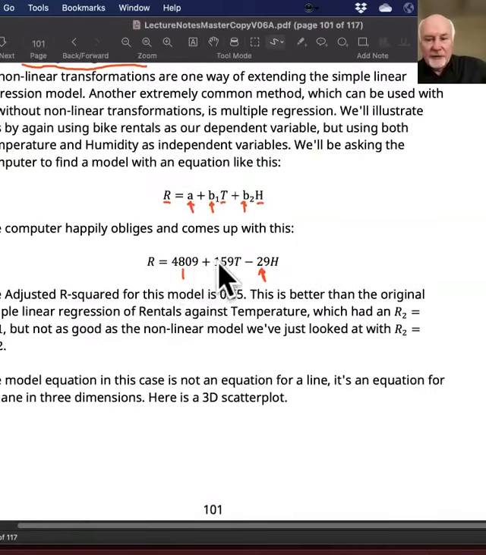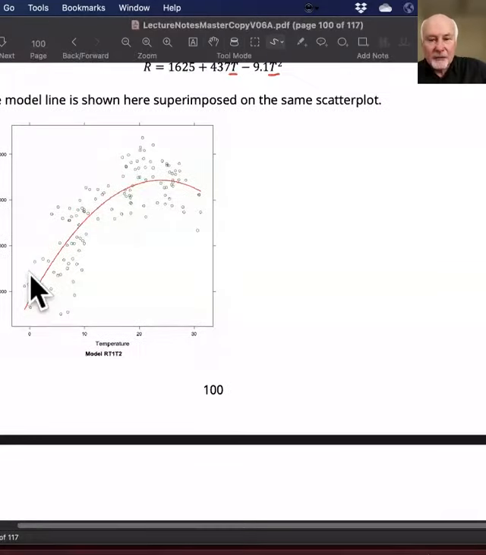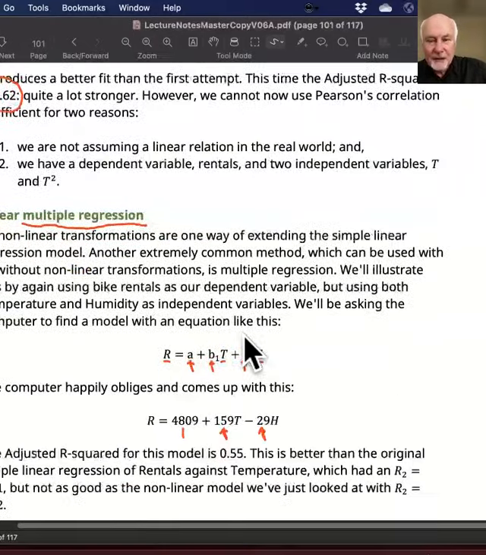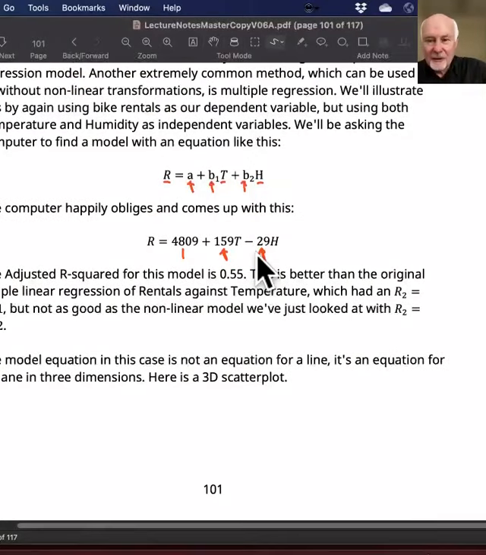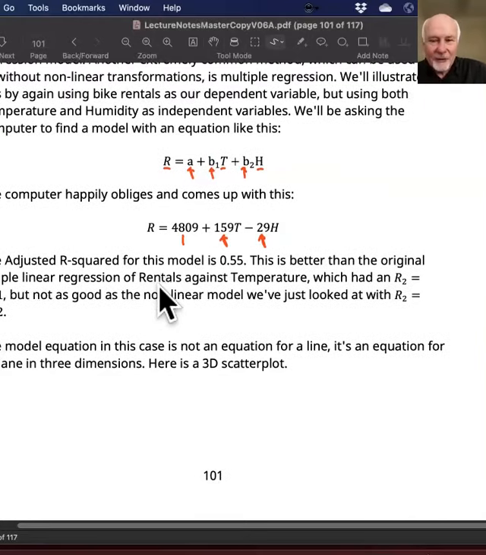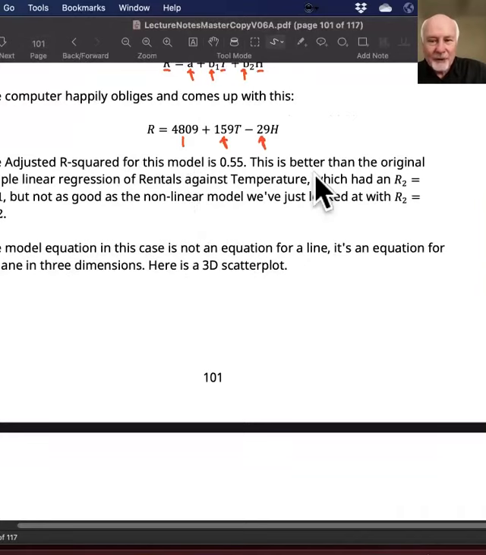So this model, by adding in humidity, we've improved the model a bit. The adjusted R squared has gone from 0.51 to 0.55. So it's a little bit better at predicting. But it's not as good as our beautiful curved model up here, which just uses temperature. And I'll just say, I could perfectly well add in temperature squared there and run it again, and I have indeed done that, and it gives us a somewhat better model, but we'll forget about that.